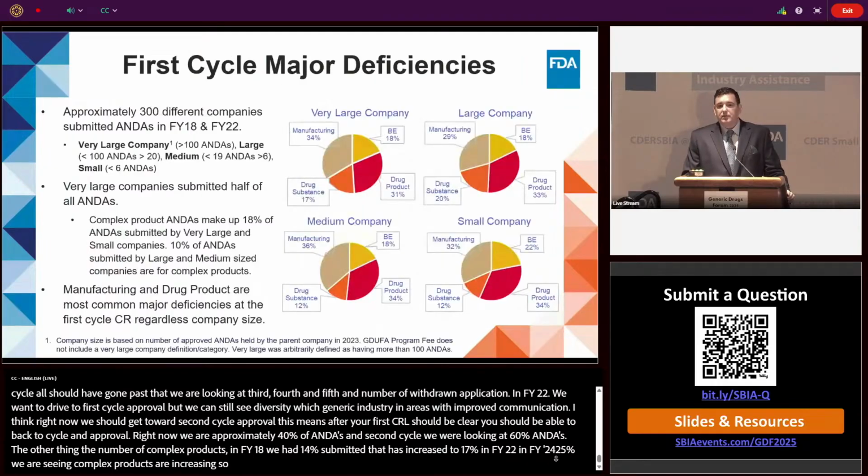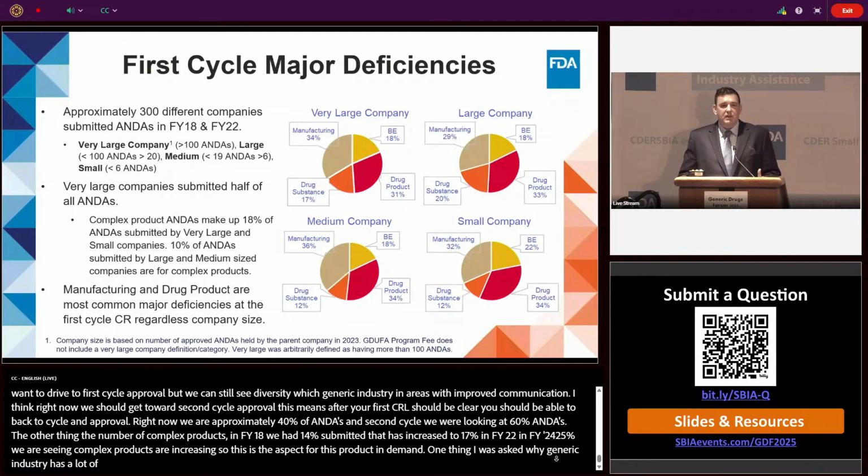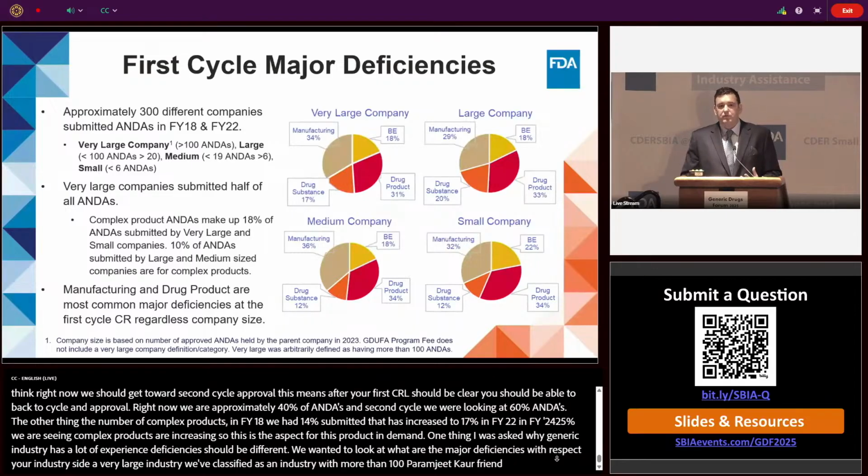So one thing that's always asked is, if my generic industry has a lot of experience, theoretically our deficiencies should be different. We have a lot of understanding. What we wanted to look at then is, what are the relative major deficiencies with respect to your industry size? A very large industry we've classified as an industry that has more than 100 ANDA approvals. We then have large companies, medium companies, and small companies, which typically have 1 or 2 ANDAs already approved or not approved yet, but no more than 6 ANDAs.